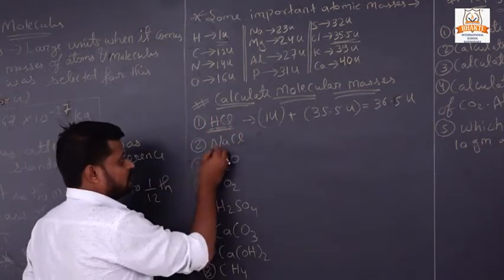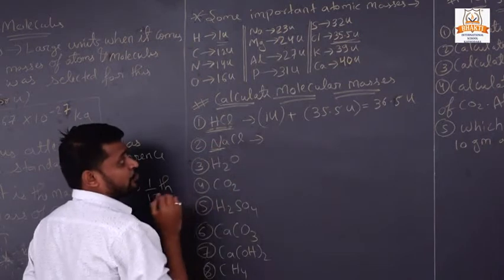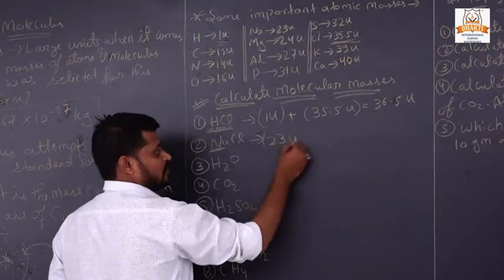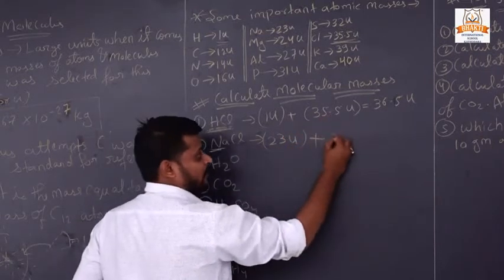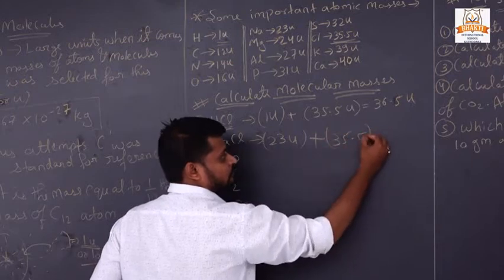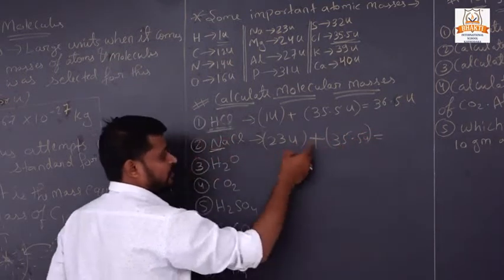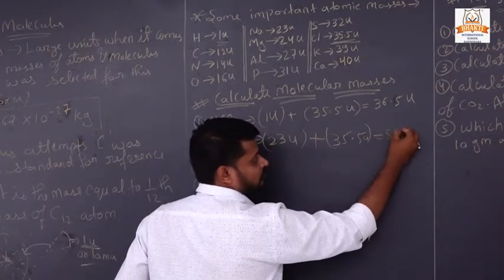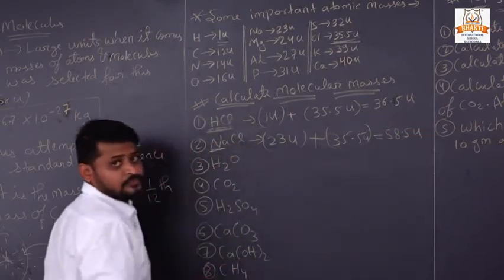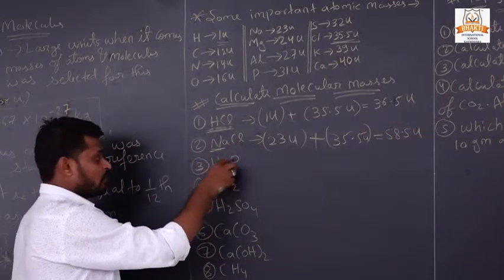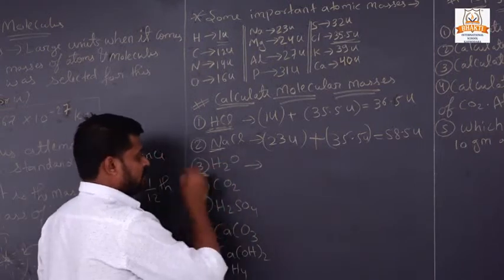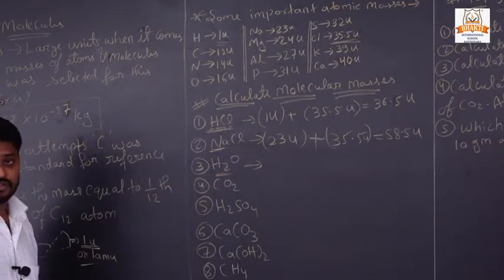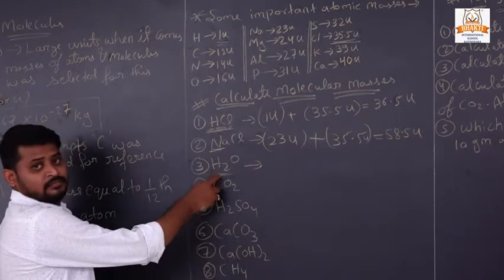Now next, NaCl. Molecular mass of Na, sodium. Sodium has 23 unified mass, plus chlorine, same 35.5 unified mass, and we add them. When we add 23 with 35.5, how much do we get? 58.5 unified mass.